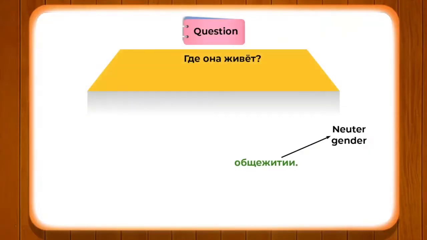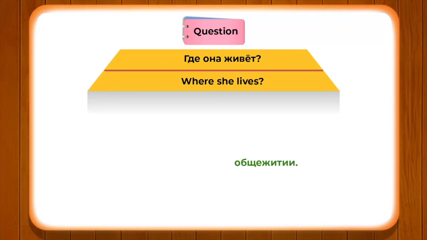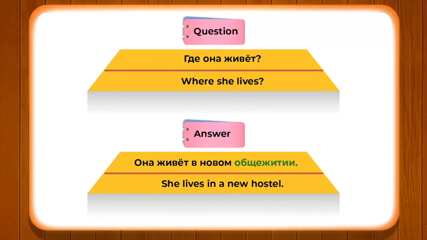So now let's pay attention to the third one. Где она живет? Where does she live? Она живет в новом общежитии. So here we have this word общежитие. Which gender is общежитие? Of course neuter, but in this case the ending of the adjective as well as the noun are changing as in the masculine gender. So here in this case, please pay attention, она живет в новом общежитии.